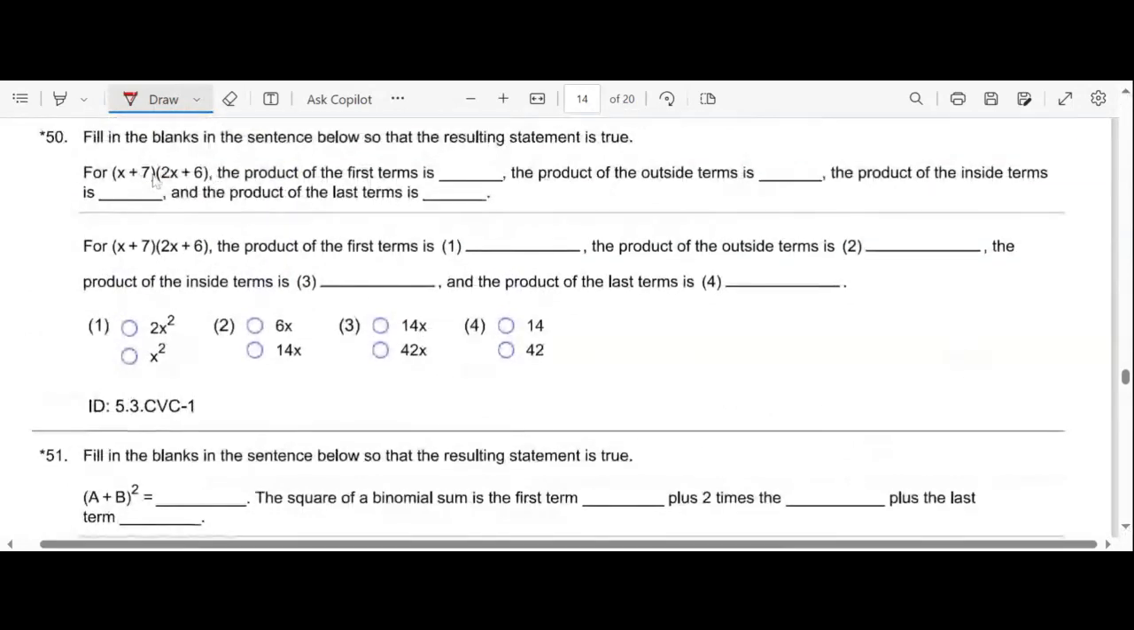For x plus 7 times 2x plus 6, the product of the first terms is 2x squared. The outside product is 6x. The product of the inside is 14x. The product of the last terms, 7 and 6, is 42. So you choose the answer from here.